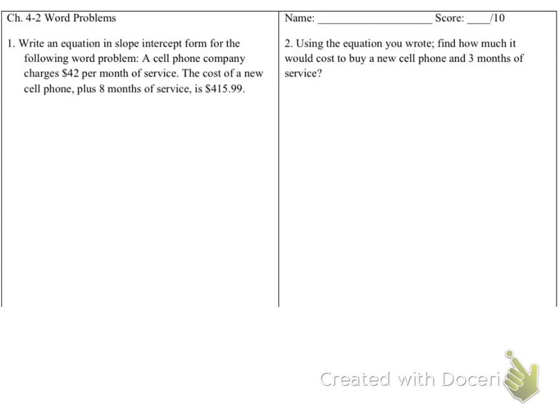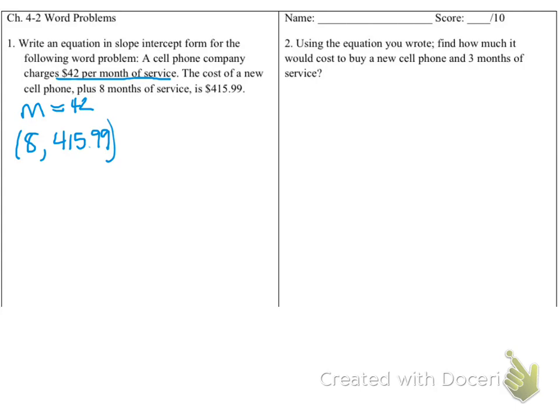Alright, so number one, the word problem. Write an equation in slope-intercept form for the following word problem. A cell phone company charges $42 per month of service. $42 per month, that's going to be your slope. It's a rate, dollars per month. The cost of a new cell phone plus 8 months of service is $415.99. That's going to be an ordered pair. And remember, the X's almost always have to do with time. So 8 is your X and $415.99 is your Y.